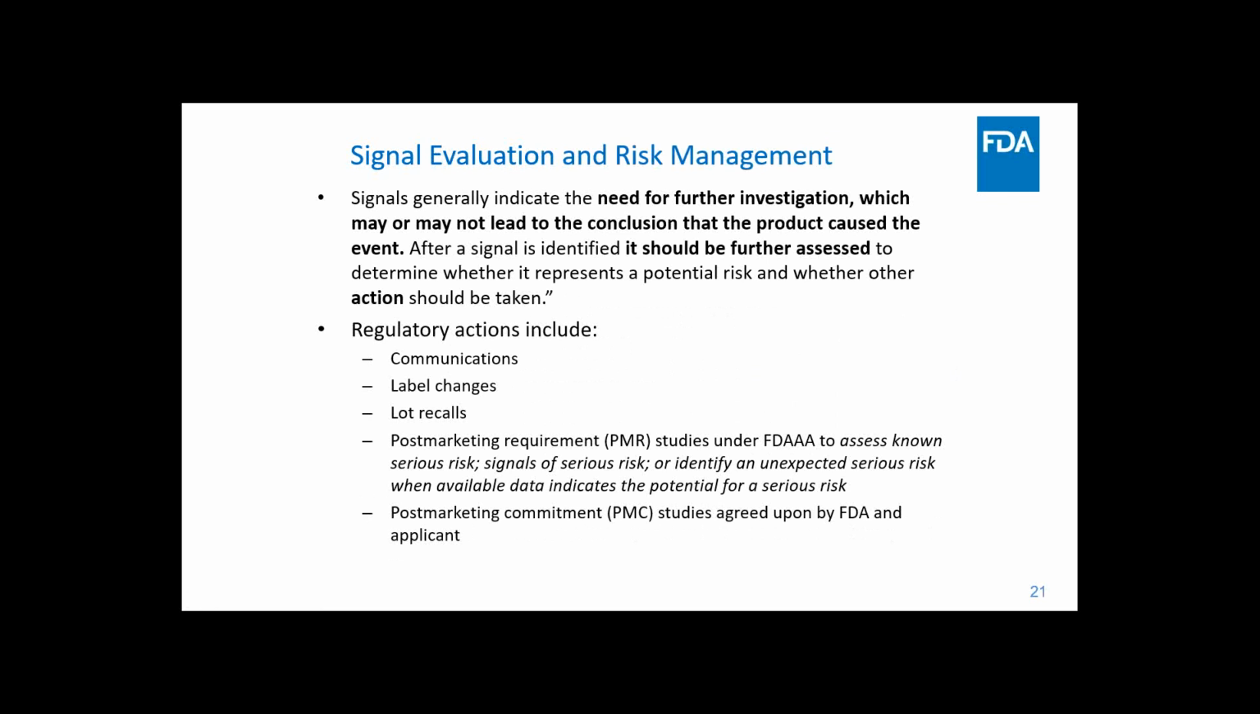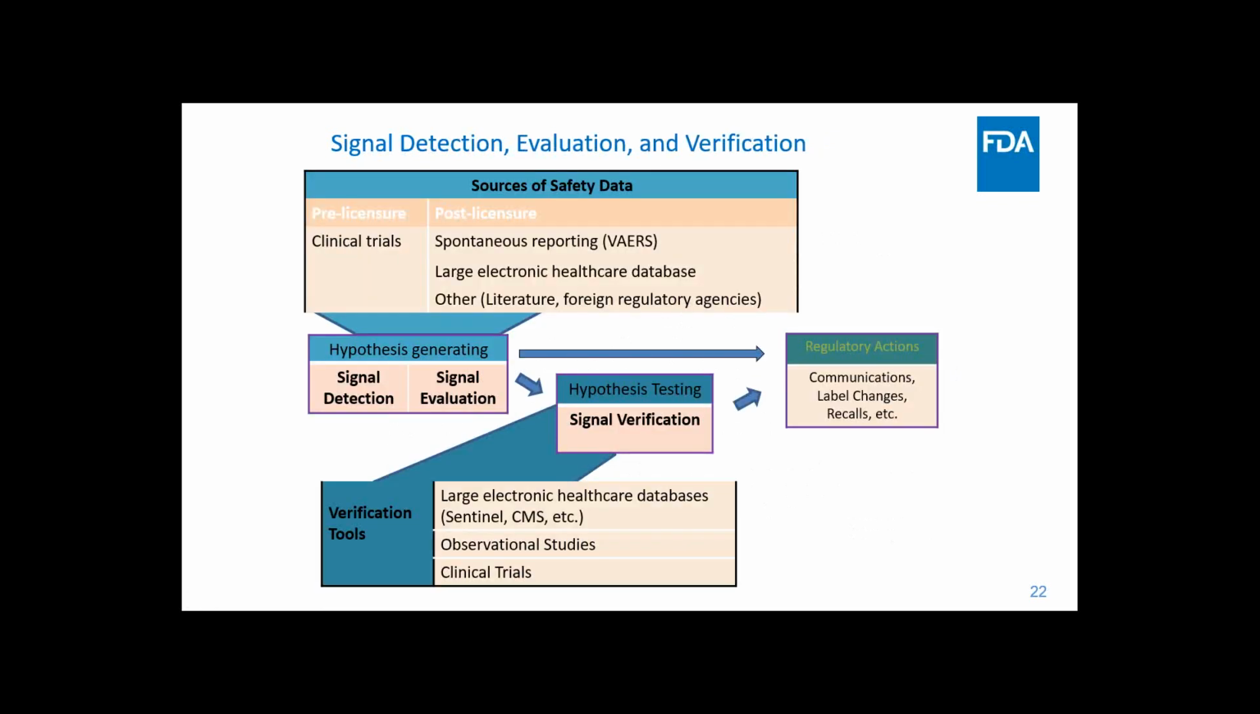And then there's the option for post-marketing requirements or post-marketing commitments. Basically, for a requirement, it's a study that under the statute we can ask the manufacturer to conduct to assess a known risk or a signal of a serious risk, or if there's something unexpected. And under a commitment, the manufacturer agrees to do this. So basically, it's a lower level. Next slide, please.